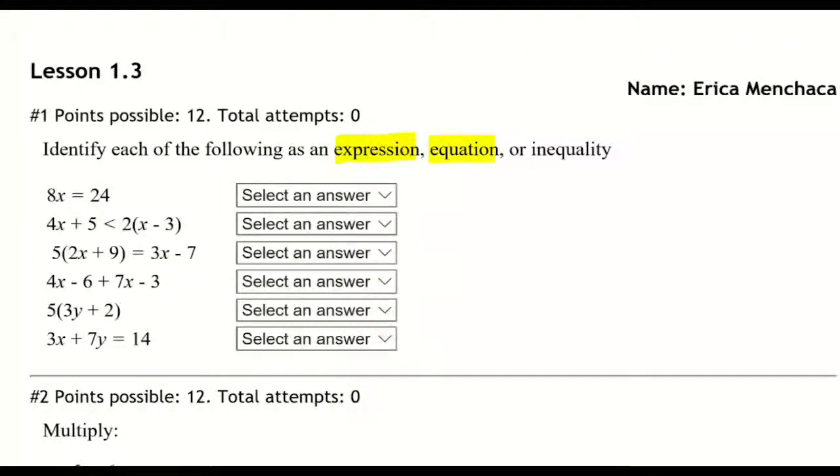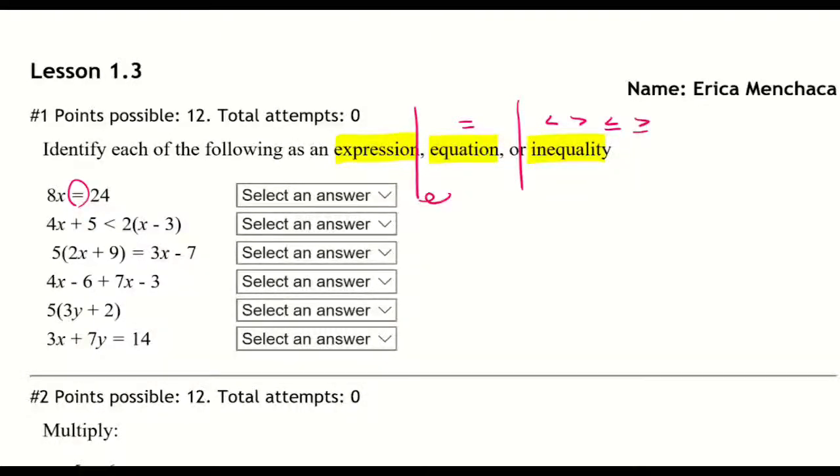Three key words are expression, equation, and inequality. An equation has an equal sign, and an inequality has inequality symbols: less than, greater than, less than or equal to, greater than or equal to. So we need to be able to differentiate between the three.